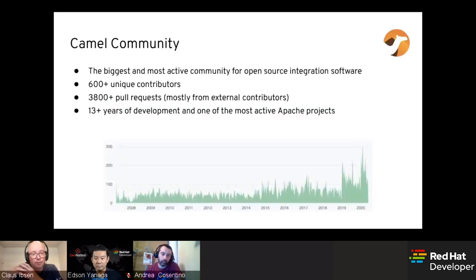And it has an awesome community, probably the biggest open source integration community there is. We have many contributors. Camel was actually created before GitHub. The graph you see on the bottom is the activity of commits on the project, and it just keeps growing. We get a lot of pull requests from external contributors, and we love that. It's a very welcoming community.